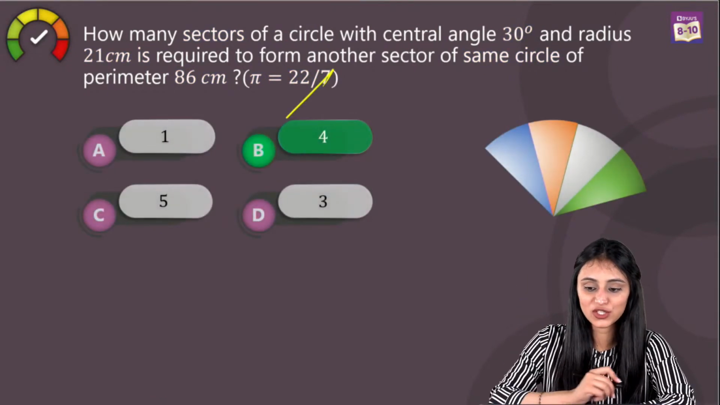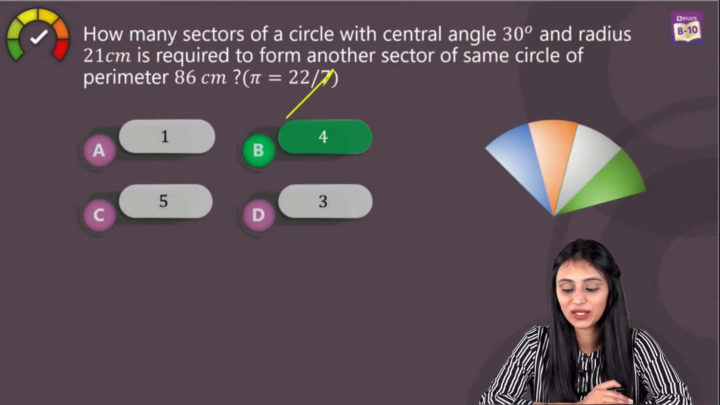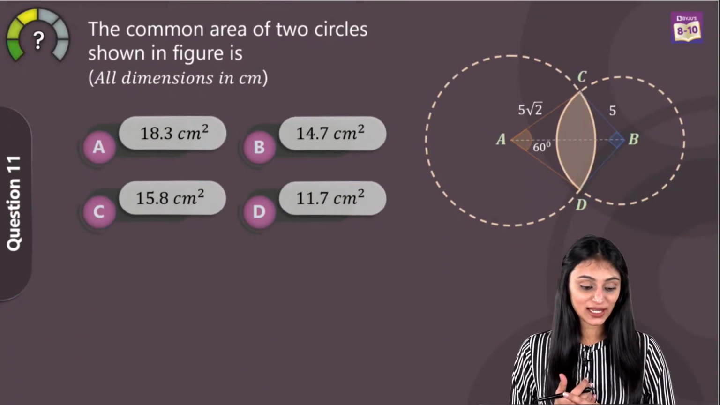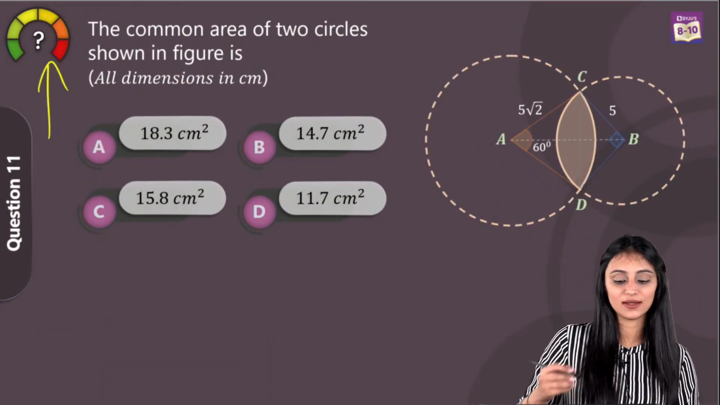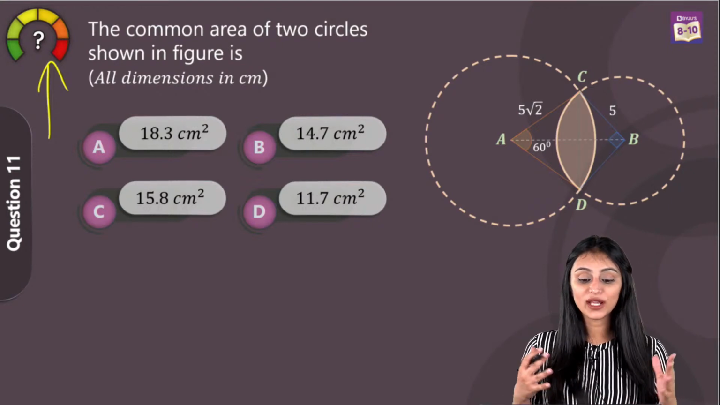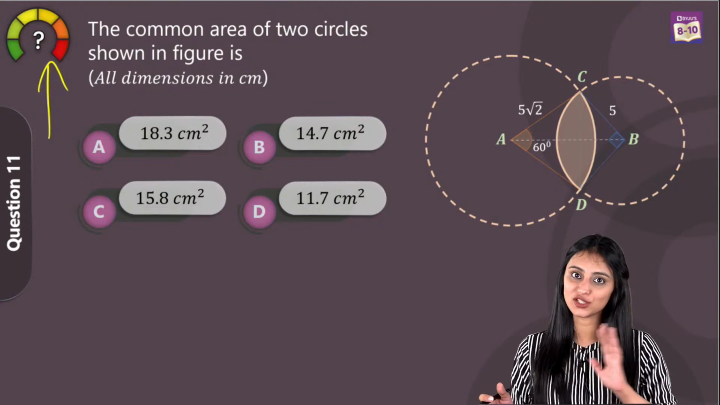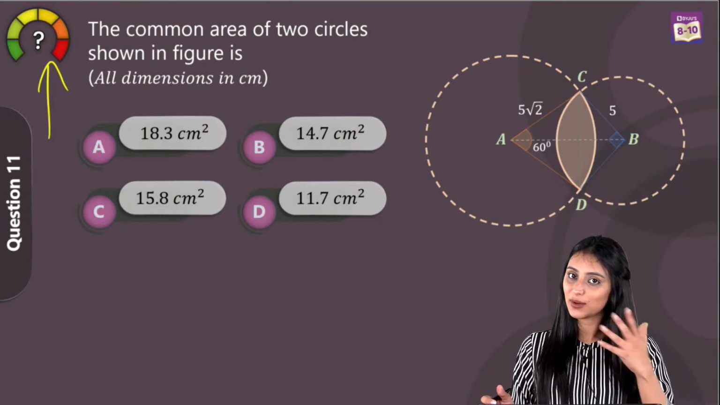The answer would be 4 here, which is basically option B. Great. Now it's time for the last question of today's session, question number 11, and this is a difficult one. Common area of 2 circles shown in the figure here is. It's a very good question from an exam point of view, but let's see how simply we can solve this.